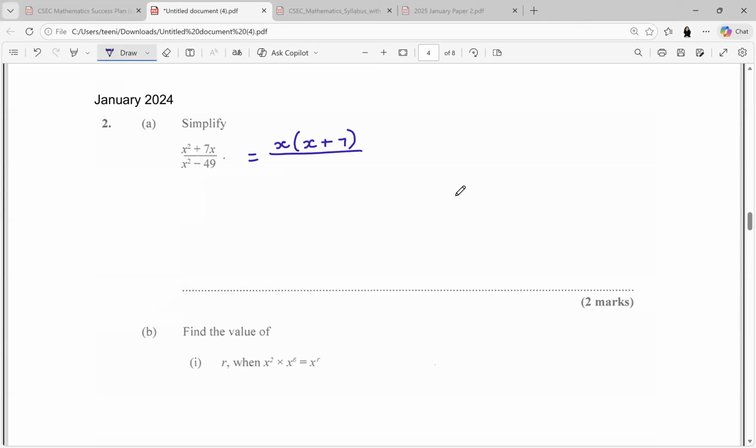Tristan, I want somebody else to tell me how to factorize x squared minus 49, because you just told me. I don't want Tristan or Aaron to tell me this one. Anybody else? How do I factorize x squared minus 49? No, I don't want you to tell me either.